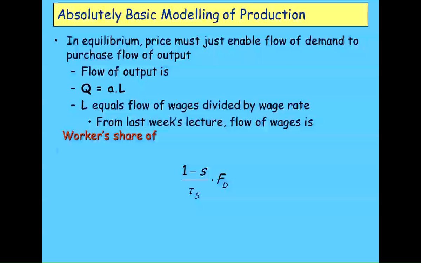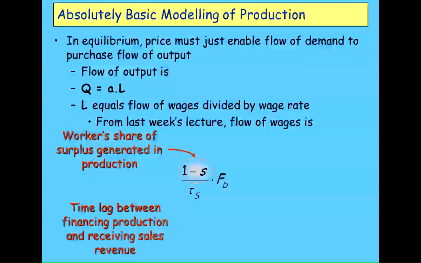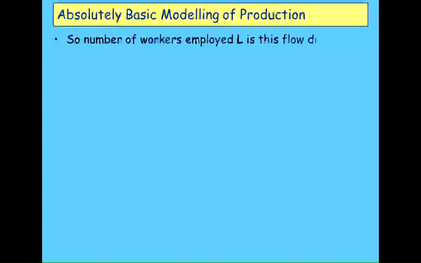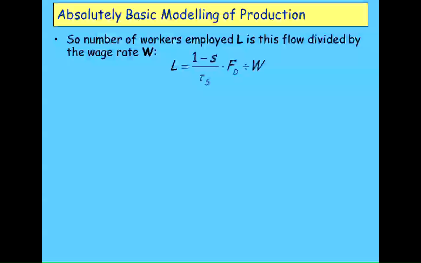Now, going through part by part, that 1 − S is the share that workers get of overall output. So it's talking about distribution of income between workers and capitalists. That's the share of total income that workers get. τS is the time lag, or the time constant, between financing production and getting your money back. That's the time between M and M-plus in Marx's lingo. And FD is the balance at any particular point in time in the firm's deposit account. So that's the monetary flow of wages. If I divide that by the actual wage level, that'll tell me how many workers are employed. So it's simply, now I've got the beginning of the link between the monetary system and the physical system.